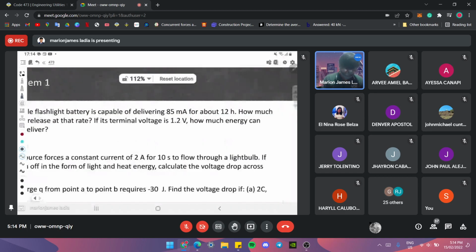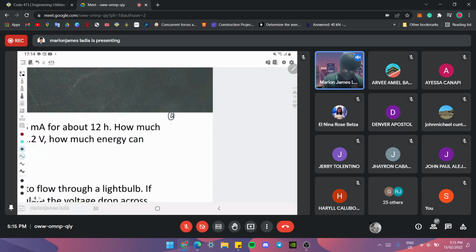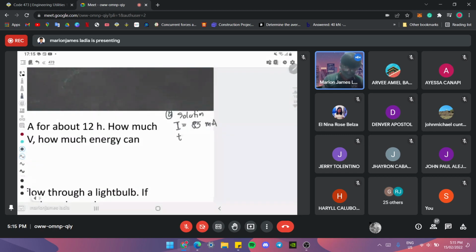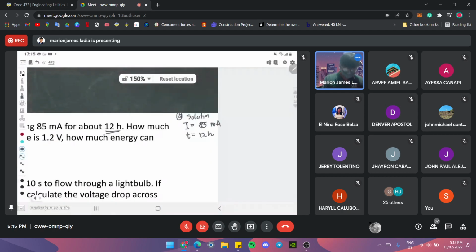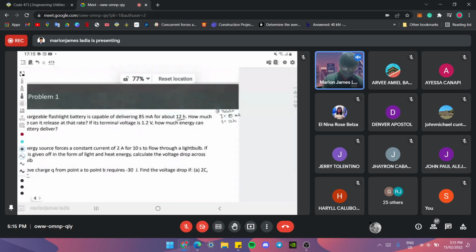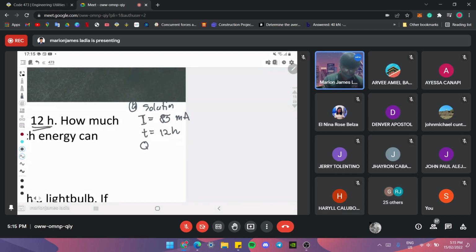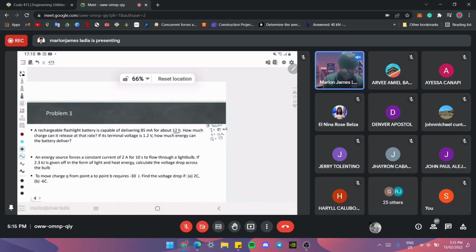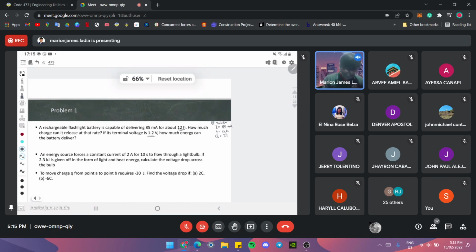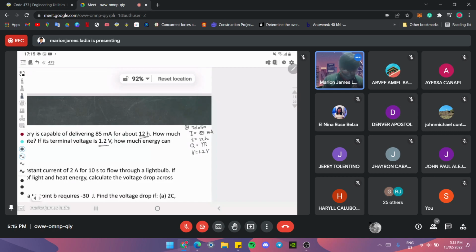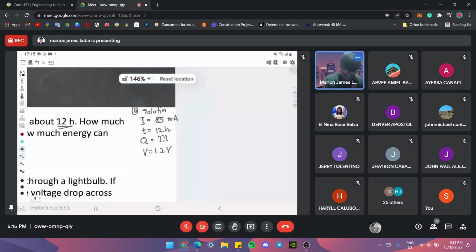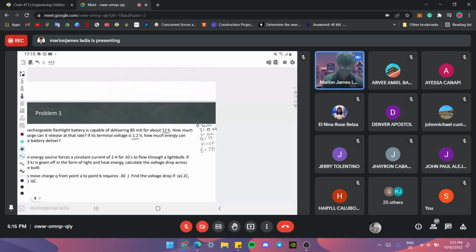We have I, which is equal to, so lalagay ko dito, letter A, solution. So what is our I? We have a value equal to 85 milliampere. Okay? Another, we have our time, which is equal to 12 hours. And then, next is yung tinatanong ng problem. It is charge. Okay? So we have our Q, which is equal to unknown. And then, yung voltage, 1.2 volts. V is equal to 1.2 volts. And lastly, is our energy, which is another na tinatanong. Okay. So from this, letter A, tinatanong nyo kung anong charge. Letter B, tinatanong mo kung ano yung energy.